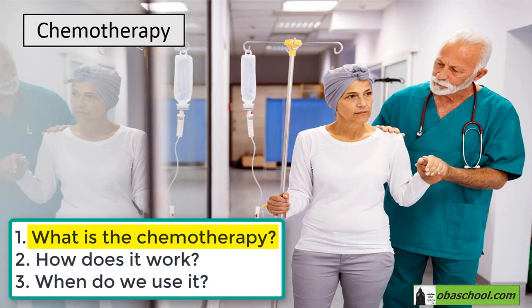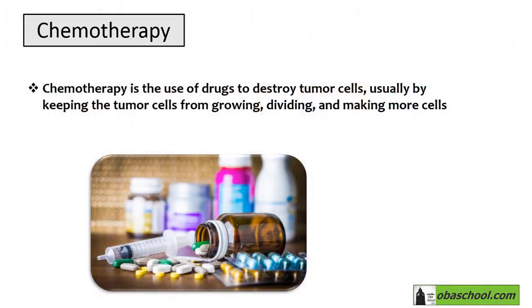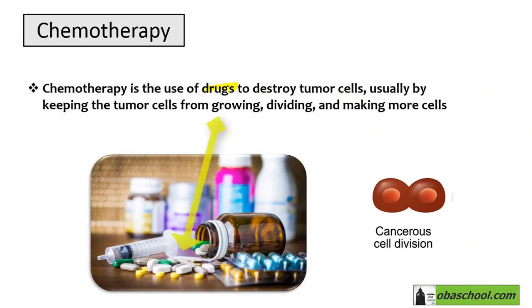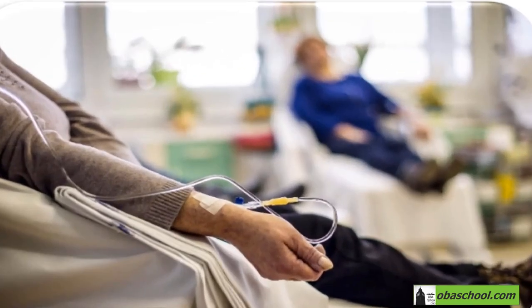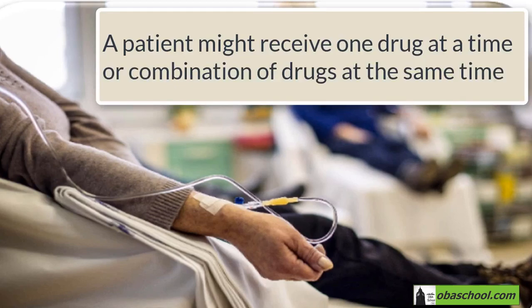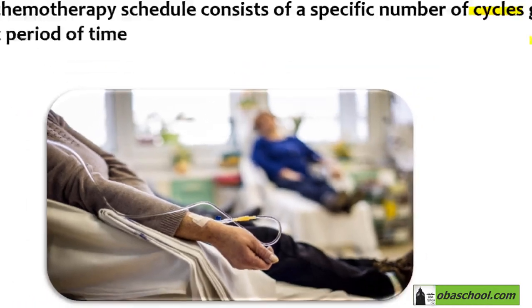So what is chemotherapy? How does it work? And when do we use it? Chemotherapy is the use of drugs to destroy tumor cells. Usually, it does so by keeping the tumor cells from growing, dividing, or multiplying. Furthermore, chemotherapy works by scheduling a specific number of cycles given to patients over a period of time. A patient might receive either one drug at a time or a combination of different drugs given at the same time.